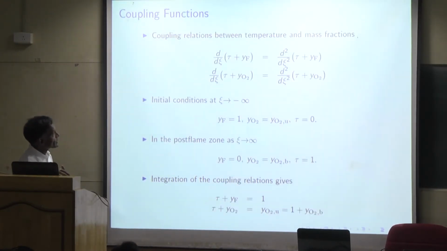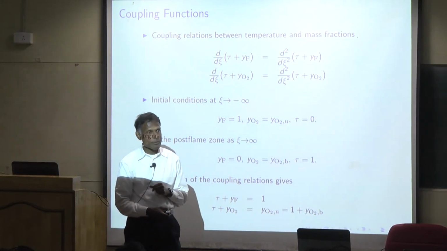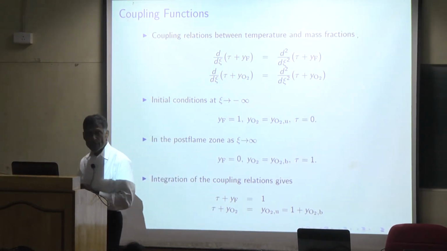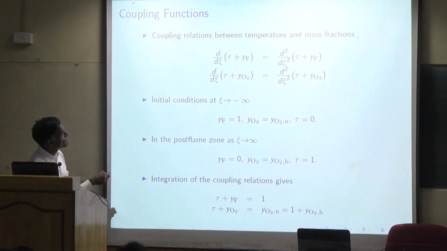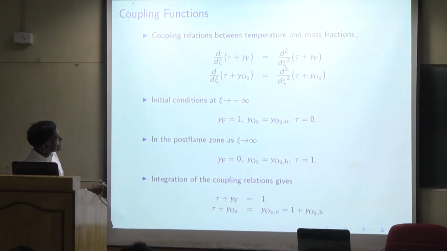So it turns out that you can again form coupling functions. That's what Williams talked about yesterday, which was very important. So these are the coupling functions. You can form the coupling functions by adding the fuel equation and the temperature equation. And then these are the boundary conditions. As c goes to minus infinity, you should satisfy that.